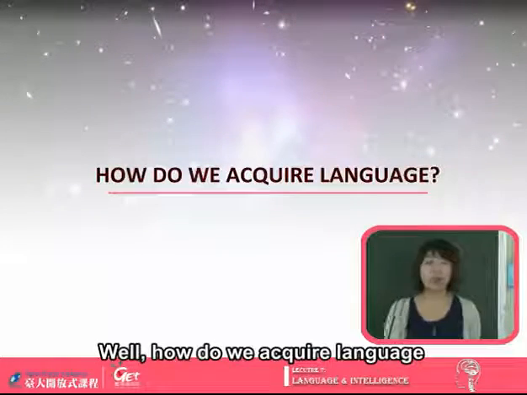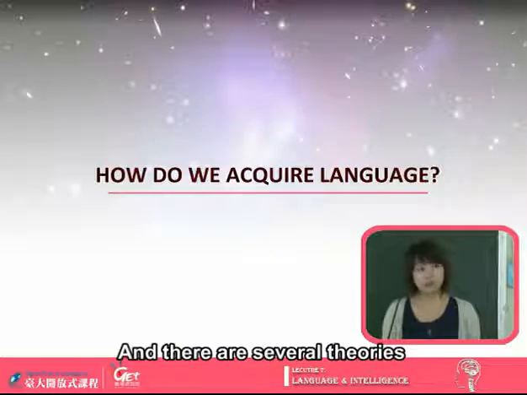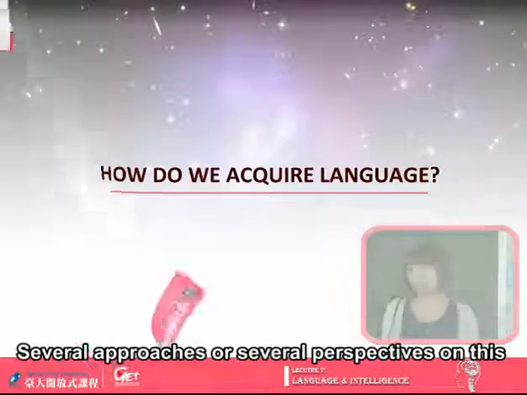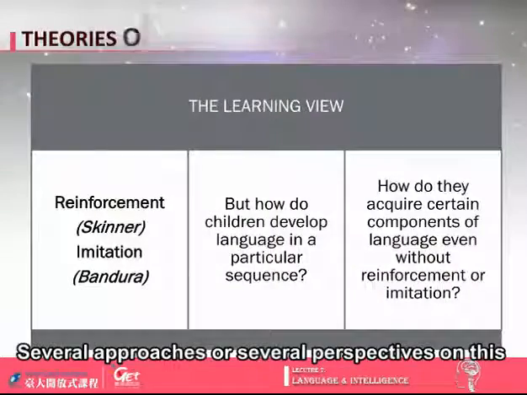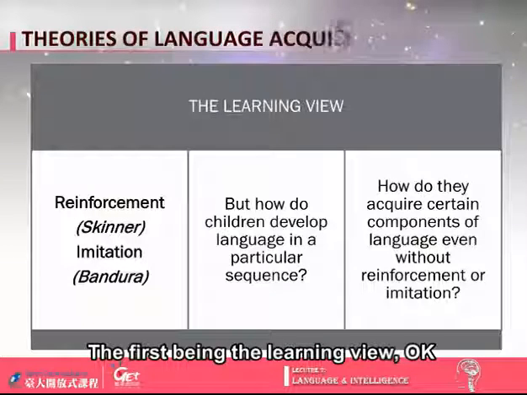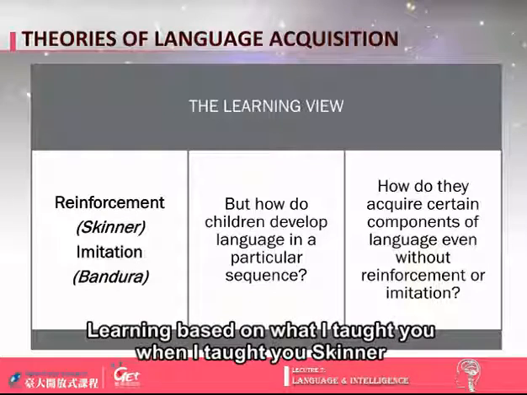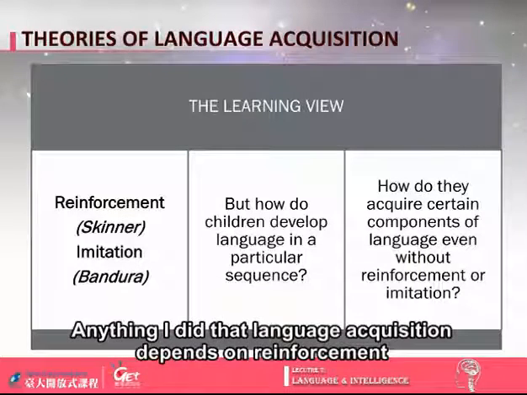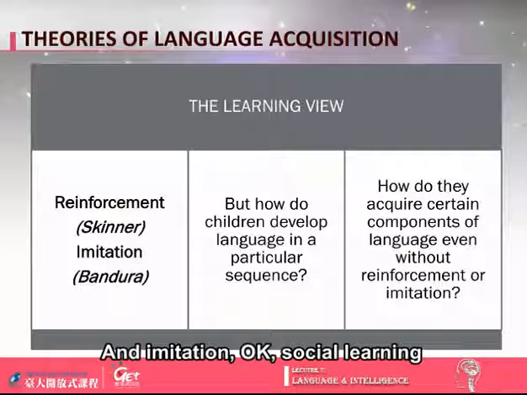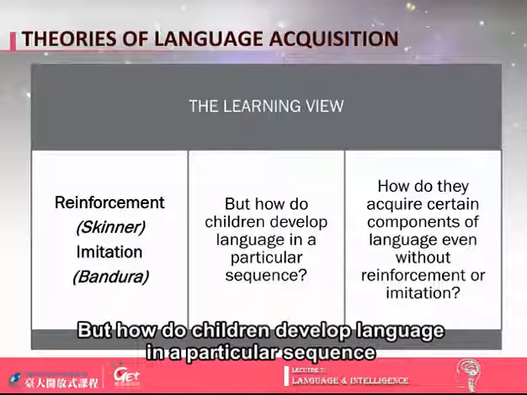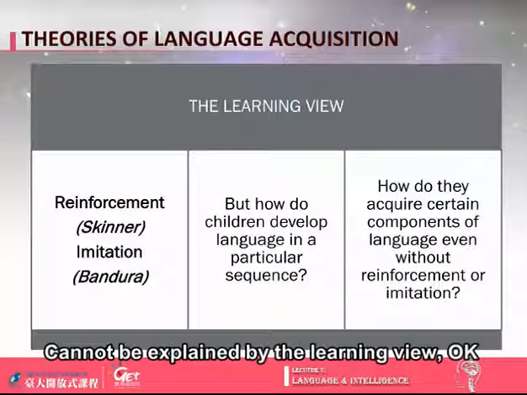Well, how do we acquire language? There are several theories, several approaches, or several perspectives on this. The first being the learning view, based on what I taught you when I taught you Skinner. It's the idea that language acquisition depends on reinforcement and imitation, social learning. But how children develop language in a particular sequence cannot be explained by the learning view.